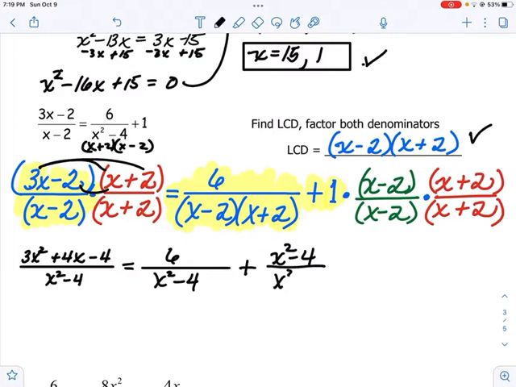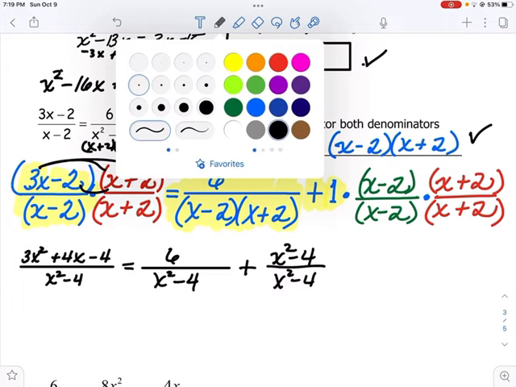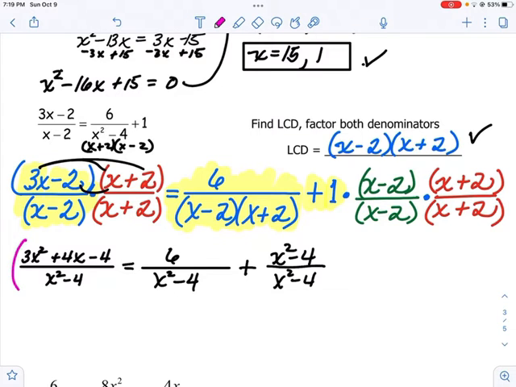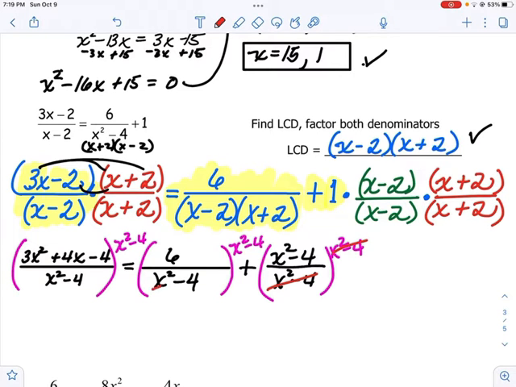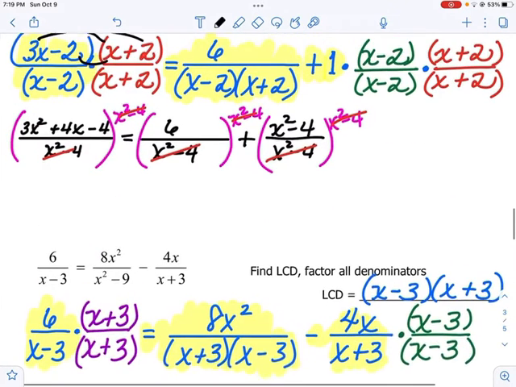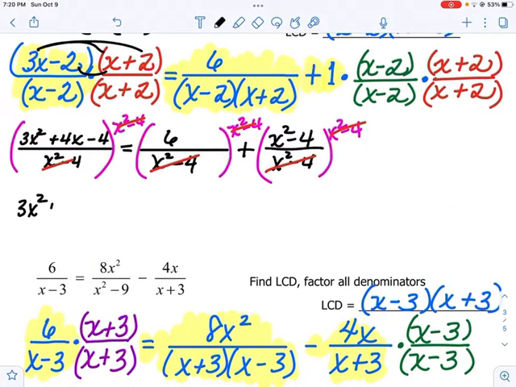And so now what you're going to do is multiply both sides of the equation by x squared minus 4. And the denominators will then cancel. But since you would distribute on the right-hand side, you can multiply each term by x squared minus 4 on the right-hand side. And then all you're going to do is just cancel, since you're multiplying. So then at the bottom here, now scroll up, and we got 3x squared plus 4x minus 4, because these become ones, and that's equal to 6 plus x squared minus 4.